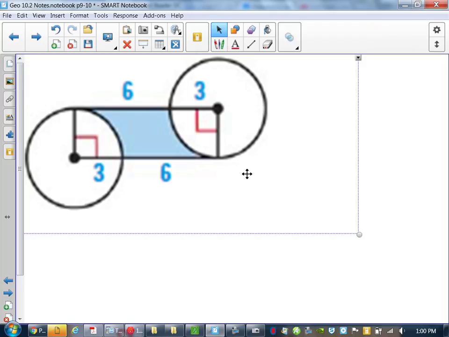Let's try another one. When I get into one like this, obviously we're talking about finding the perimeter of the blue shaded region.